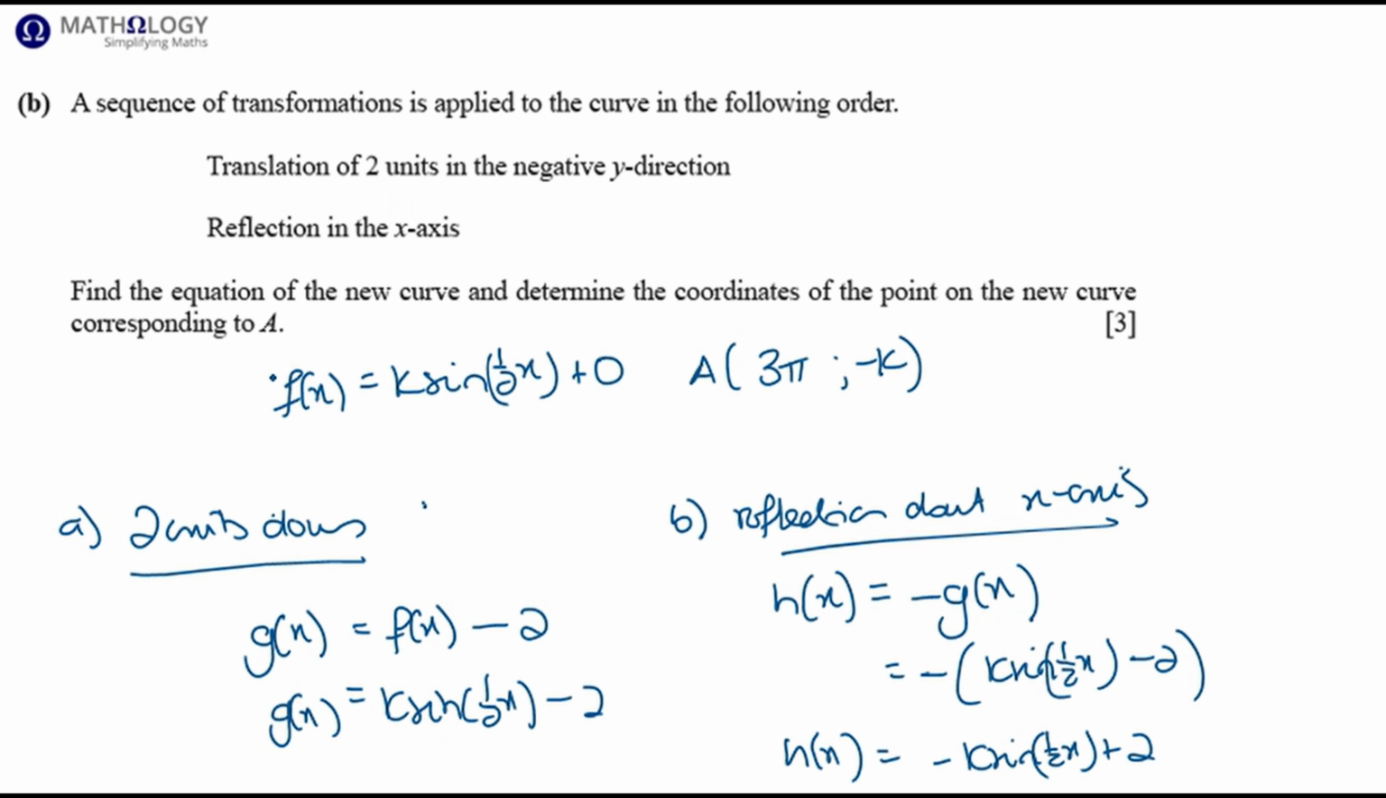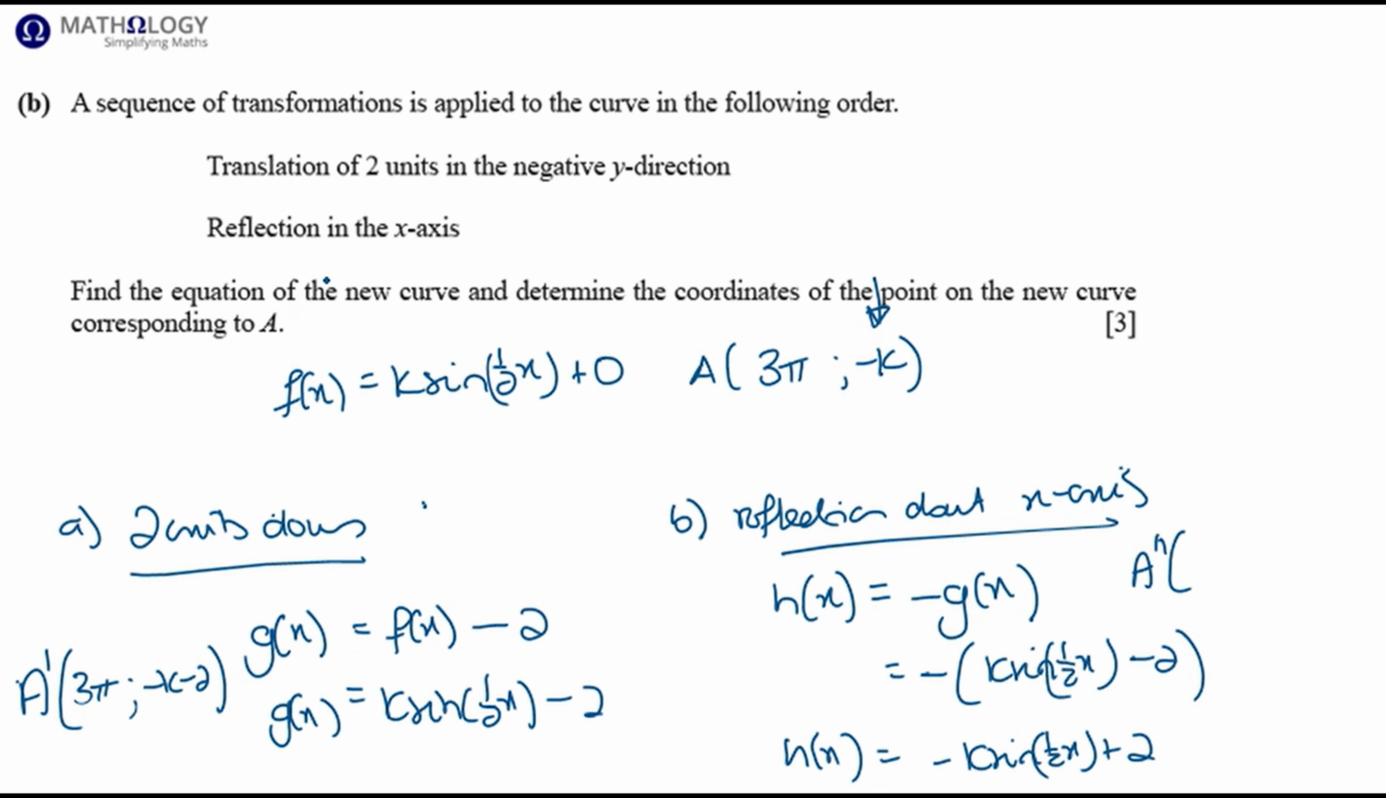Now the point corresponding to A, if we just take g of x first, because the first transformation was the translation 2 units down. A prime, we're going to call it A prime. What gets affected here is the value of y. So the x coordinate is still 3 pi, and the y coordinate shifts, every point on f of x will shift 2 units down. So the y coordinate will be minus k minus 2.